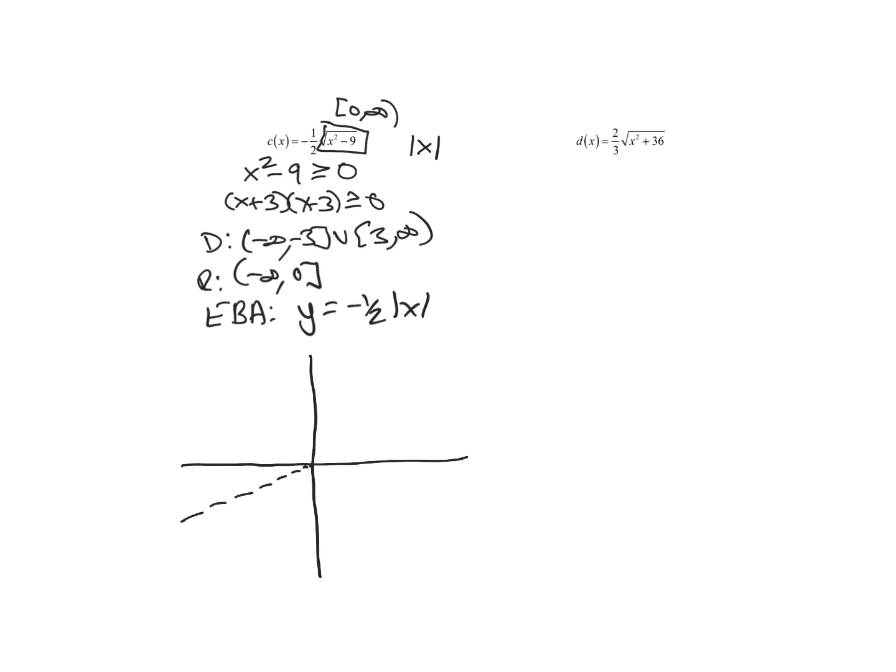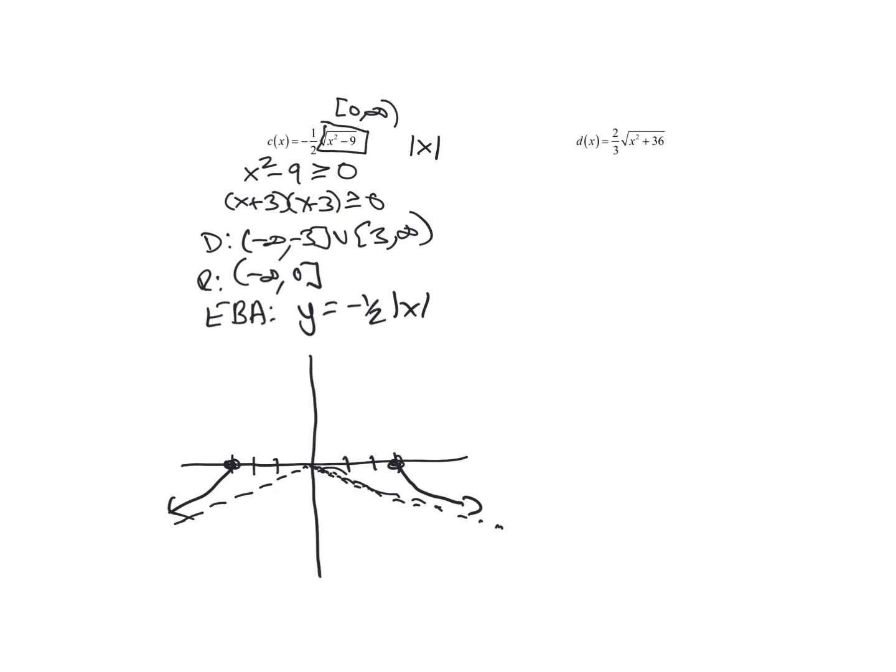So it's just going to be the absolute value graph flipped over the x-axis and vertically smushed. Okay, and we've got these x-intercepts at 3 and -3, and it gets closer and closer to the EBA. All right, let's do something like D now.